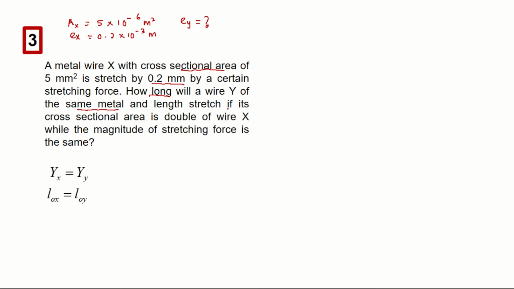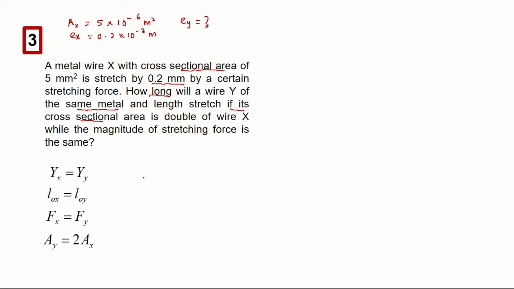Okay, if its cross-sectional area is double, that means the cross-sectional area of wire Y is 2 times the cross-sectional area of wire X, while the magnitude of the stretching force is the same, so Fx equals Fy. So here we have 3 items that have the same value: Young modulus, L naught, and force.